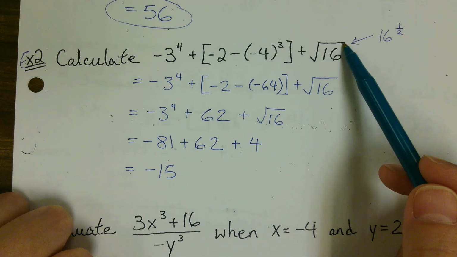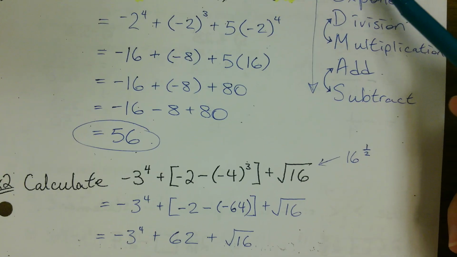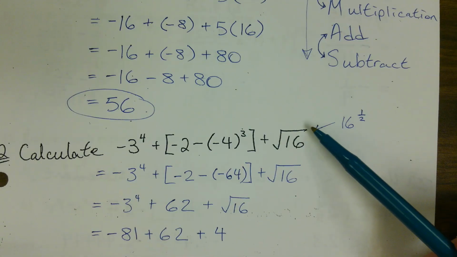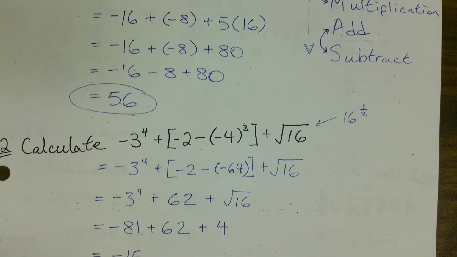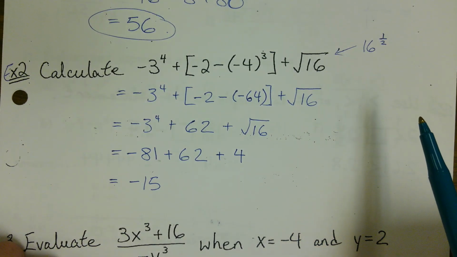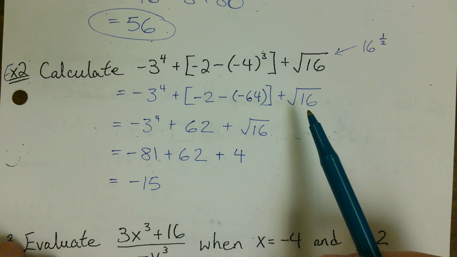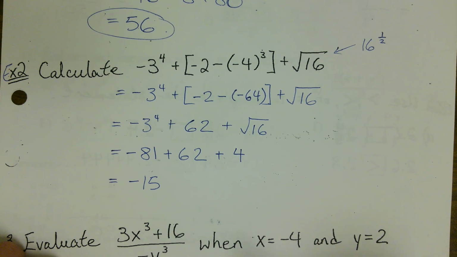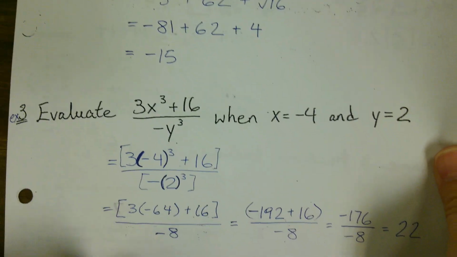The square root sign right here, just as an FYI, it's part of exponent. Right? Square root is part of exponent. Square root sign has an exponent of 1 over 2. Okay, but you won't do fractional exponents until you're in grade 11. But just thought to let you guys know. So square root 16 is the same as 4. Okay, so when you add and subtract, you'll get -15 as your answer.